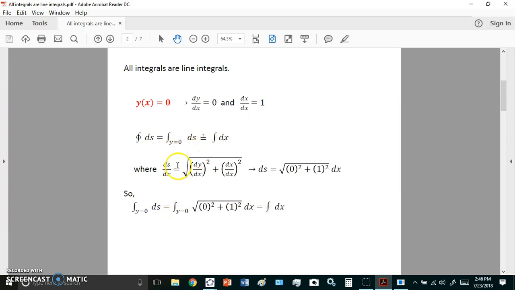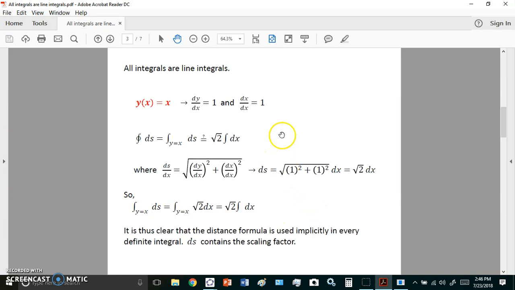So ds/dx is actually equal to this, and this here you'll see later on is just a scaling factor, okay? And so dy/dx is 0, so that gives us 0 for this and 1 for this, which means that the whole radical evaluates to 1, and so we end up having the line integral just along the x-axis equal to the integral of dx, which is the definite integral.